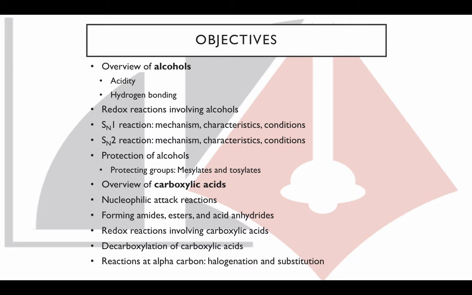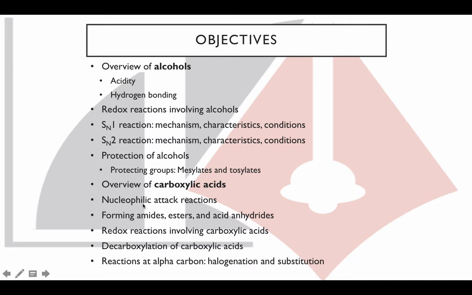We'll talk about redox reactions involving alcohols. Then we'll discuss the SN1 and SN2 reactions, which are not specific to alcohols, but they fit into this lecture. We'll also talk about the protection of alcohols, specifically using mesylates and tosylates. And then we'll do a brief overview of carboxylic acids.